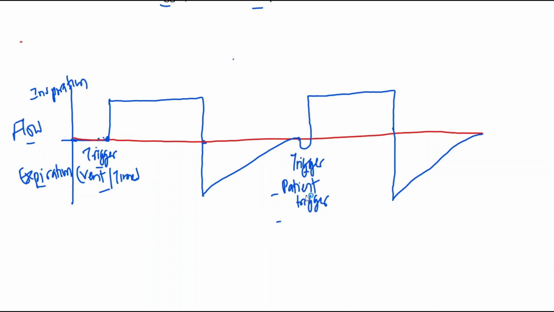Because this one is patient trigger, we're going to call it what? An assisted breath. And because this one is ventilator trigger, then that is a controlled breath, right? So now let's see. The next one will be the target. Looking at this, it is going to be a flow target, right?